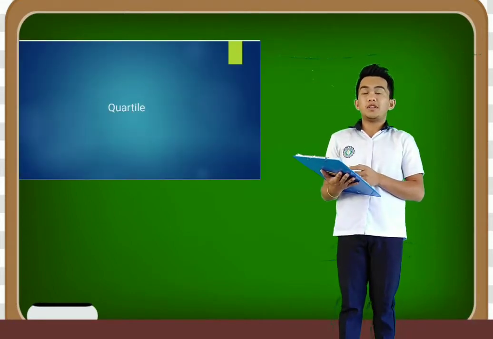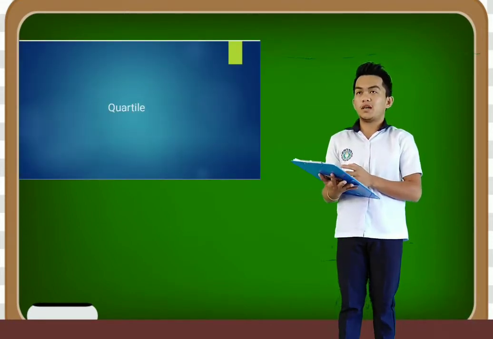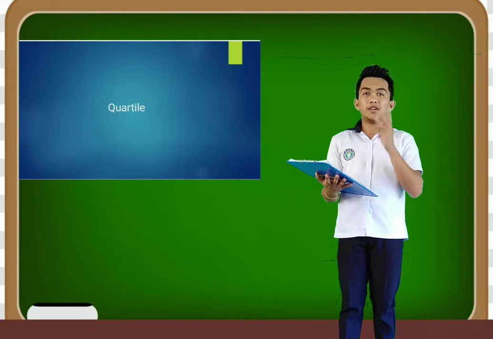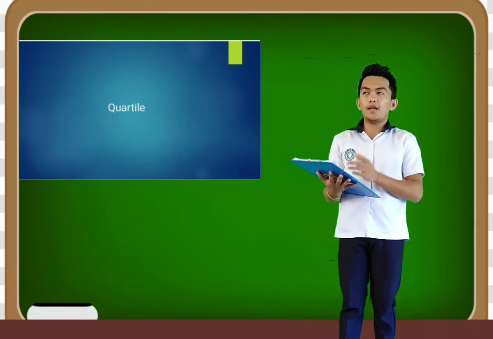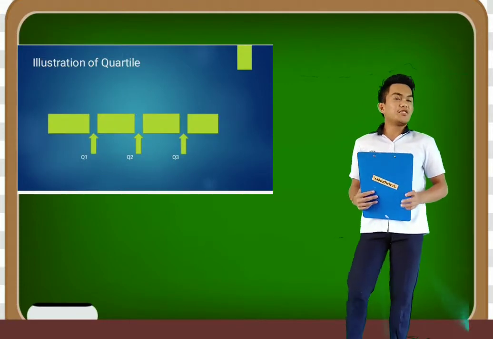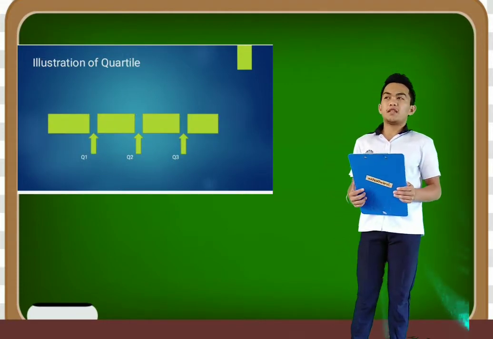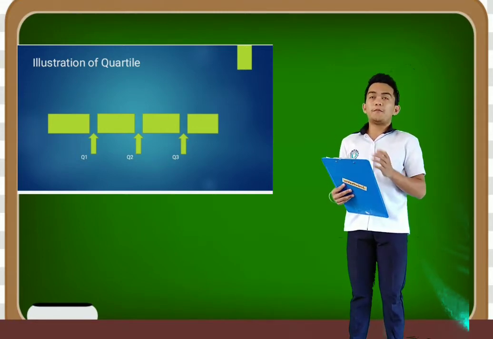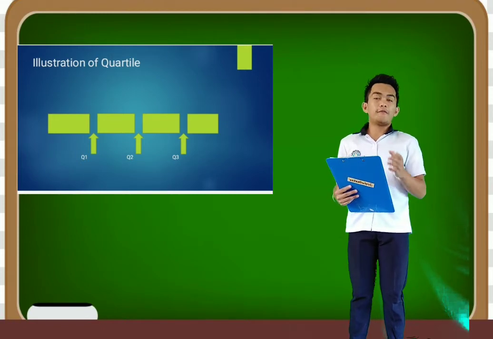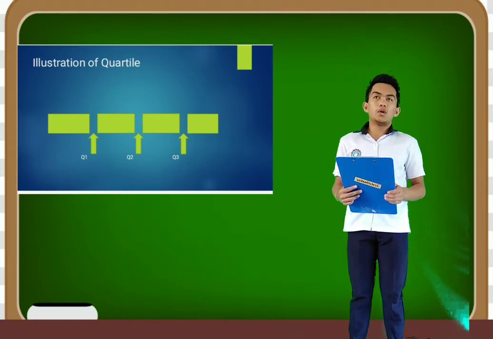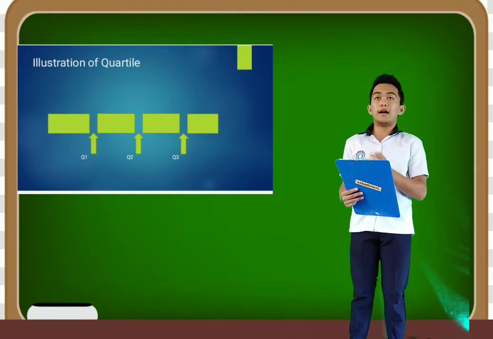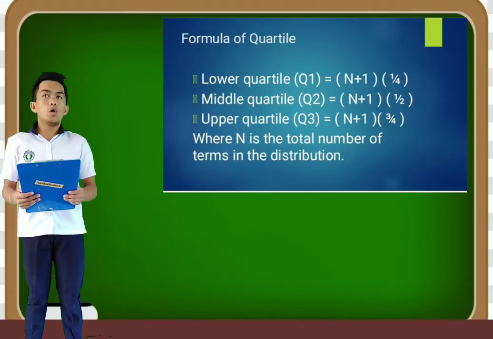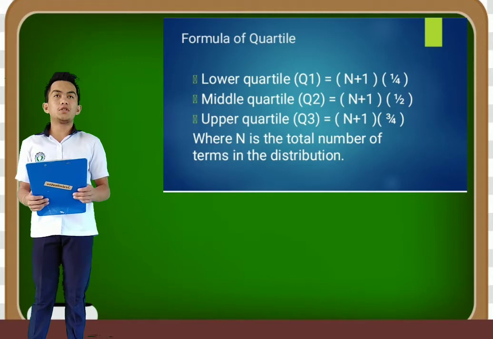Quartiles divide a rank-ordered set into 4 equal parts. The values that divide each part are called the first, second, and third quartile, denoted as Q1, Q2, and Q3. Here's the illustration of a quartile. 25% of the data has a value less than or equal to Q1. 50% of the data has a value less than or equal to Q2. And 75% of the data has a value less than or equal to Q3. Here's the formula of a quartile, where N is the total number of items in the distribution.